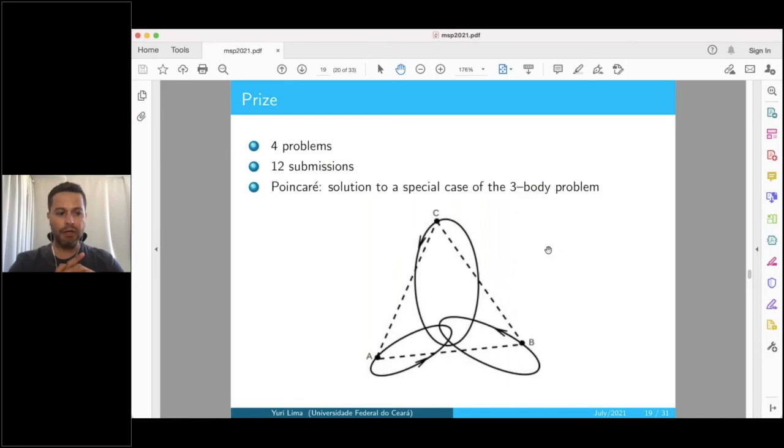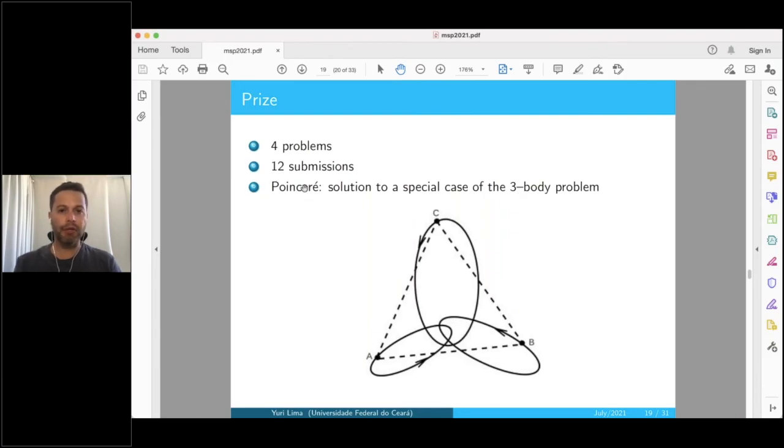The prize was inaugurated, it was released in 1885, and it was given a deadline of up to 3 years for the applicants to submit their solutions. And after 3 years, the prize had 12 submissions, and one of them was by this French mathematician called Henri Poincaré. So Henri Poincaré was one of the most important mathematicians by that time.